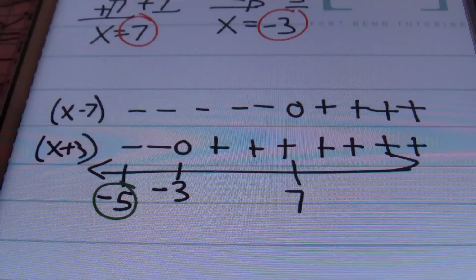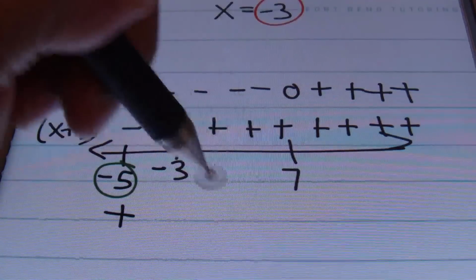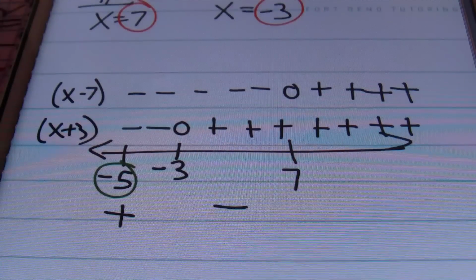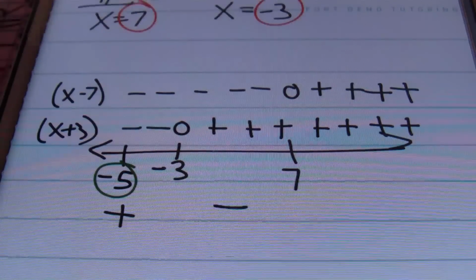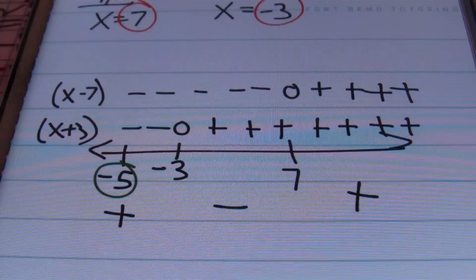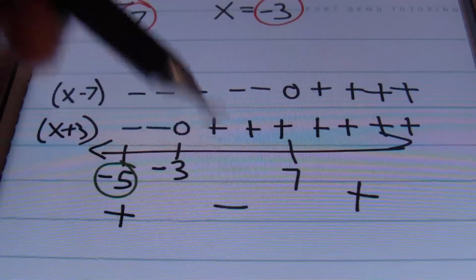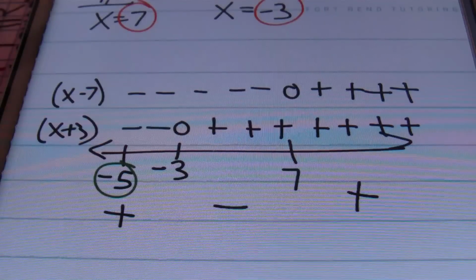A negative times a negative is a positive result. I know that the result of a negative times a positive is a negative result, and the product of a positive times a positive is going to be a positive result, like so. Notice, ladies and gentlemen, that it's between -3 and 7 that I'll end up with negative results, which is what I want for my solution.